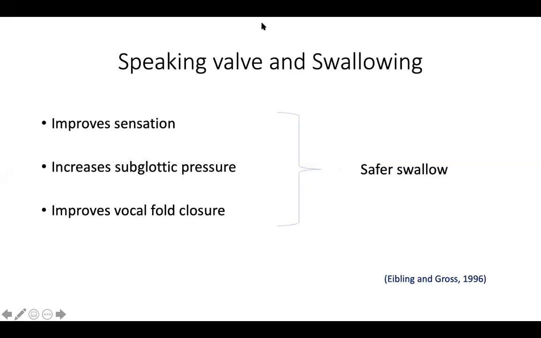Okay. So does a speaking valve help swallowing? Since we know that when a trach is inserted, we lose the upper airway mechanism, and when we put the speaking valve on, we restore that upper airway mechanism, then we definitely restore sensation, we restore subglottic air pressure, we restore vocal fold closure, we restore the 3 levels of protection of the airway. So you set this patient up for a better swallow assessment.